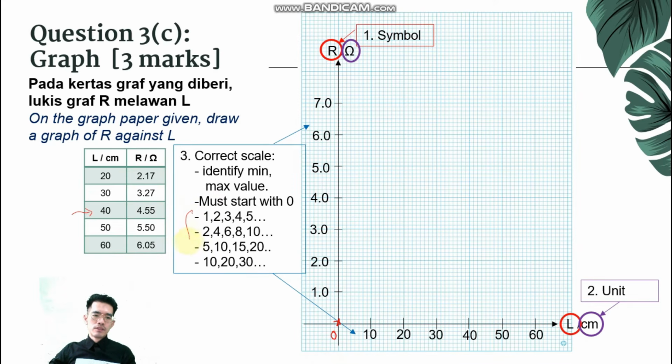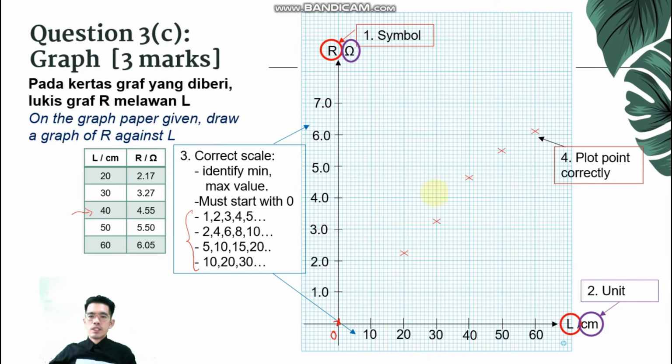And then third, you have to select the correct scale. For example, 1, 2, 3, 4, or even numbers 2, 4, 6, 8, and 10, and then 5, 10, 15, 20. We do not accept any odd scale, for example, 1 unit representing 3 cm. This is not a correct scale. So here, the maximum value for the length will be 60. So this is a correct scale.